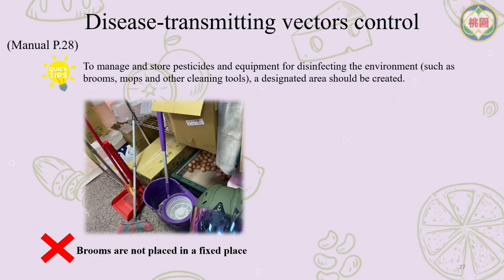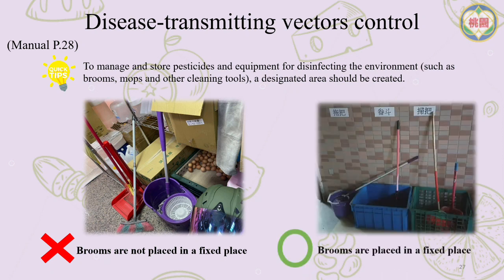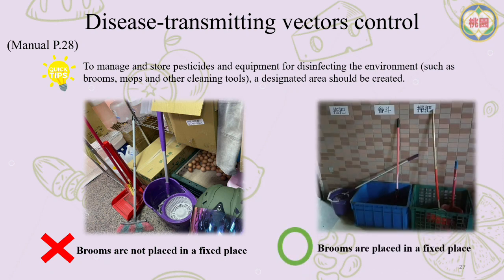To manage and store pesticides and equipment for disinfecting the environment, such as brooms, mops, and other cleaning tools, a designated area should be created. The wrong way of management is shown in the left picture. The brooms are not placed in a fixed place. It should be improved as shown in the right picture, where the brooms are placed in a fixed area.